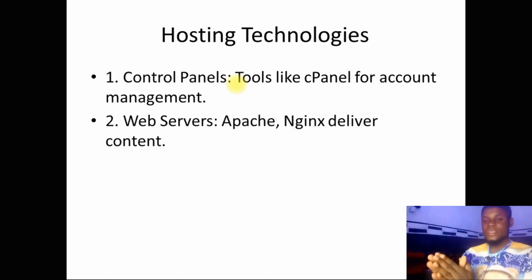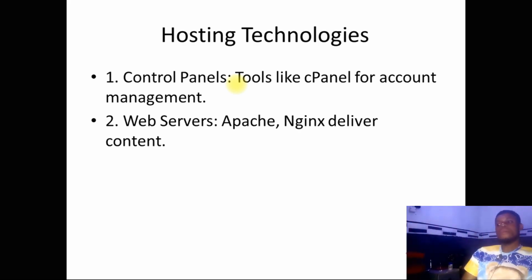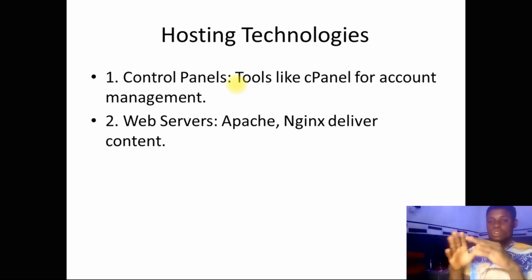Now the next one, a web server. This is the technology that will interpret the website files you will be uploading on this server. The technology that runs your programs, your files, your codes, and interprets them to the browser. That is what the web server is. The most popular web server is Apache, but we also have Nginx, which delivers content. So these are the two most popular web servers in use, but the number one is Apache. Most of the servers you are going to get come with Apache.